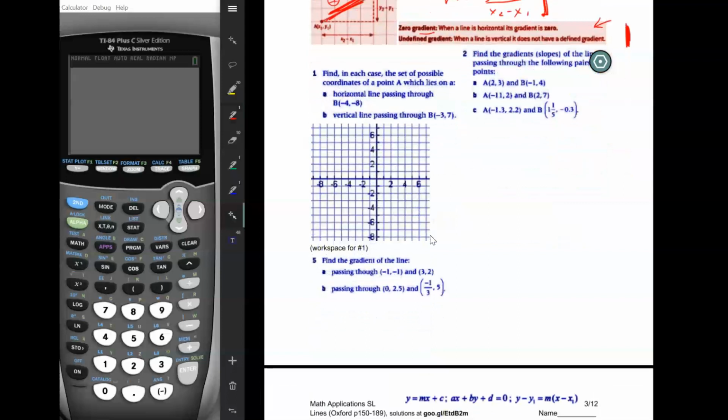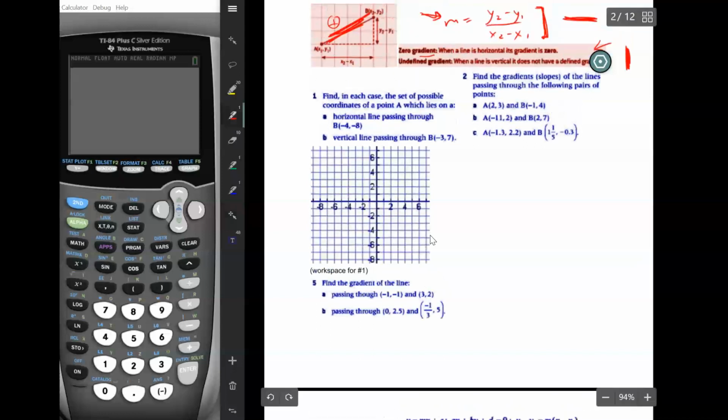Okay. All right. So let's look at number 1. Find in each case the set of possible coordinates of point A, which lies on a horizontal line passing through -4, -8, and a vertical line which passes through -3, 7. What are they talking about? Okay. Find the set of possible coordinates of point A, which lie on a horizontal line passing through -4, -8.